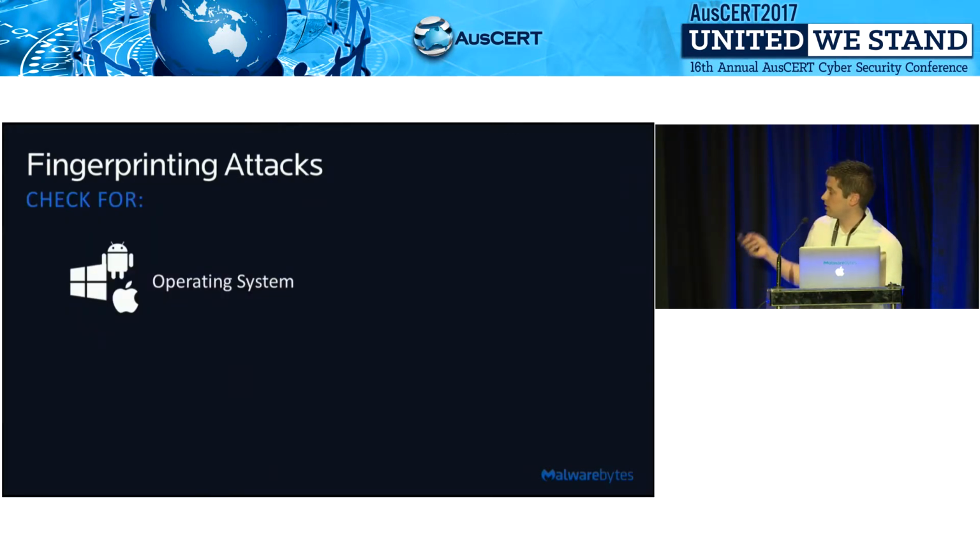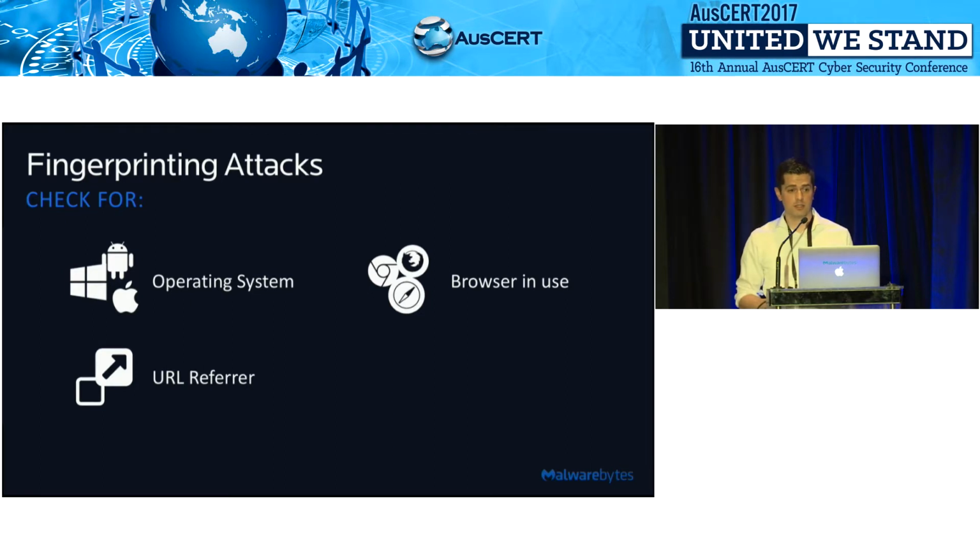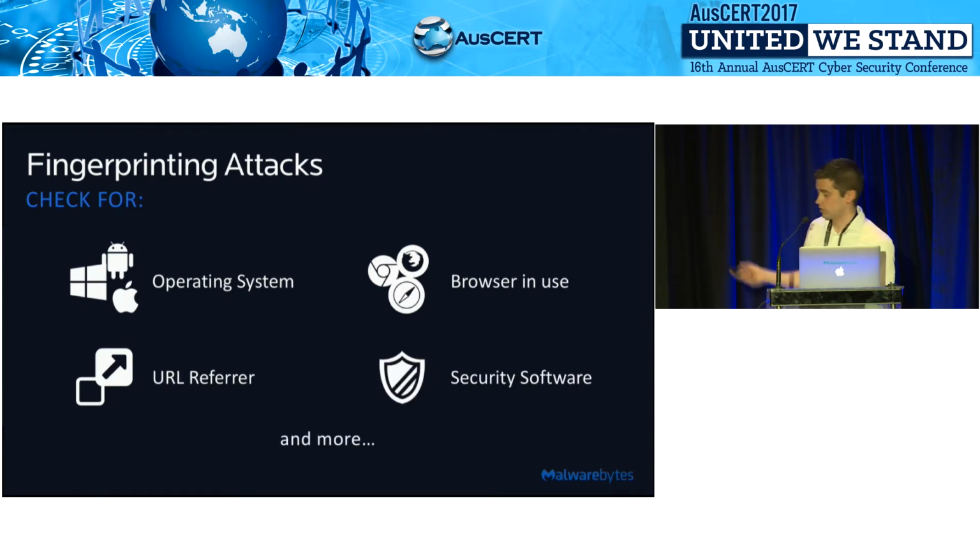So things that fingerprinting attacks check for: specific operating systems, browsers that are in use, not just the major browser vendor, but also specific versions and subversions. URL referrers, this is how they in many cases detect if someone is coming from a legitimate source or is a malware researcher, or some sort of technique by which an advertising network is probing their ad network to search for malicious attackers. And then finally, security software. Avoiding security software allows them to use the same techniques repeatedly over longer periods of time and also avoid detection at the target.